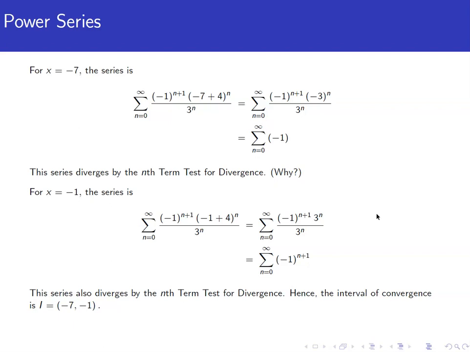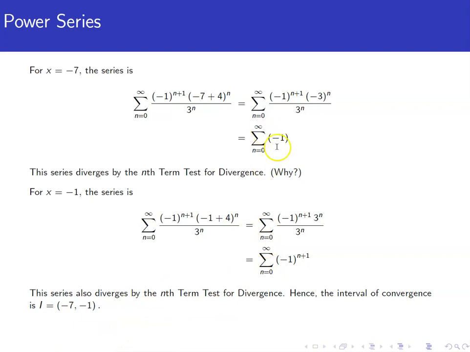Likewise, if we put in -1, we get -1+4 is 3 to the nth power. The 3 to the n's cancel, so we get the sum of just (-1) to the n+1. So we get the series -1 plus 1, -1 plus 1, -1 plus 1. That series also diverges by the nth term test for divergence.